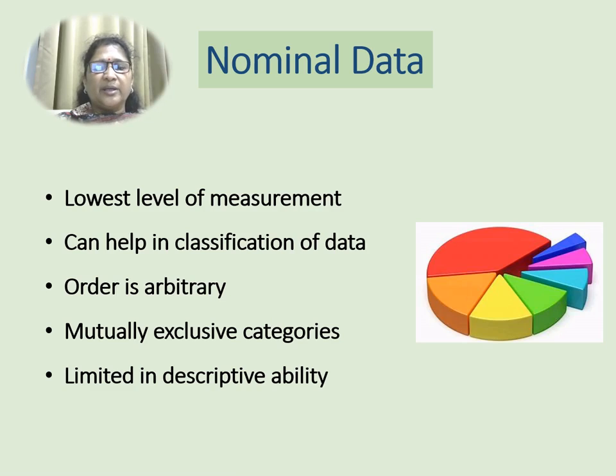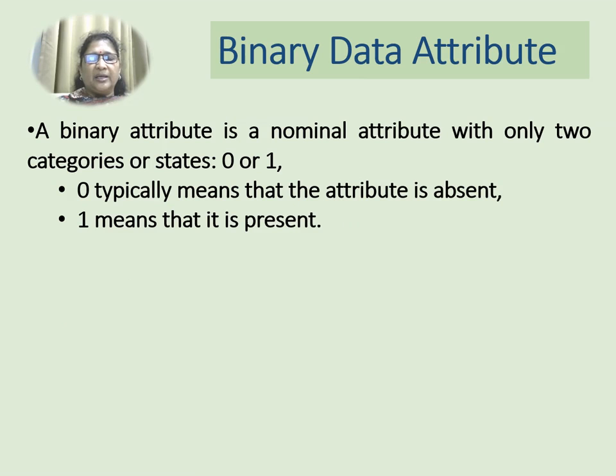They are in mutually exclusive categories. When one person's hair color is black, it is not a color from the remaining categories: it is not golden, it is not brown, it is not white, and so on. When you say that one student, among a set of students, is male, it is obviously not female. So they are mutually exclusive categories. Nominal data have a limited descriptive ability because they simply name the data.